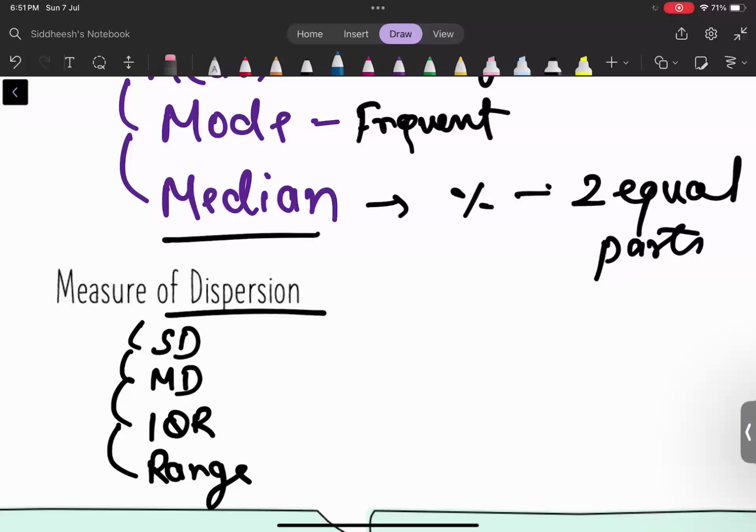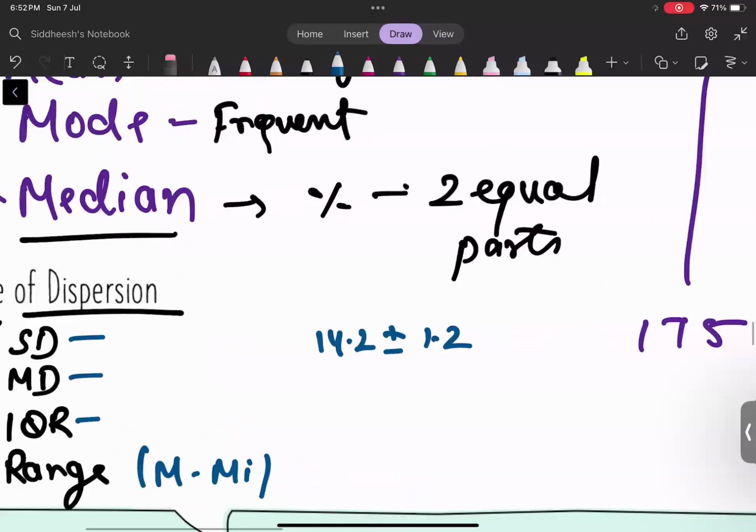Anyone? So range is maximum minus minimum. Simple. SD and interquartile range we have just discussed. For research, we are reporting 14.2 plus minus 1.2. This is a standard deviation. But why are we not reporting the mean deviation? Answer me. Anyone? Average values are not considered. No. Okay.